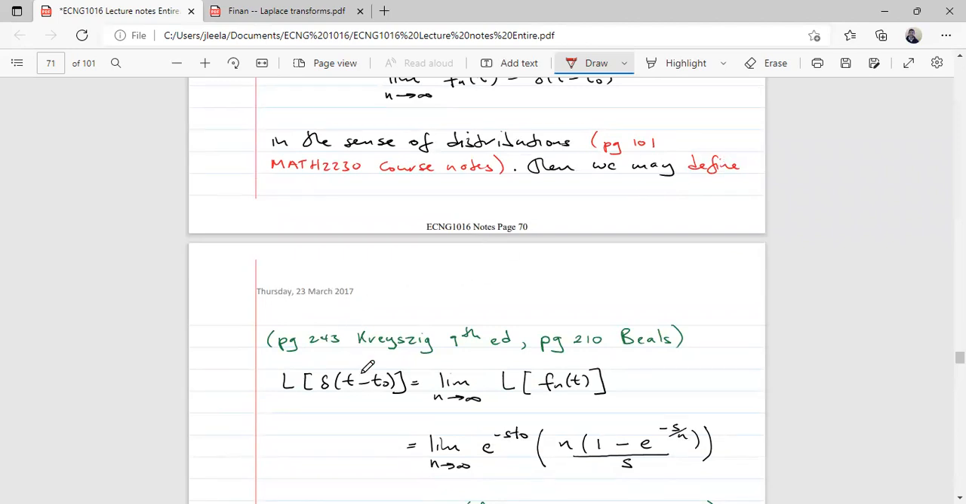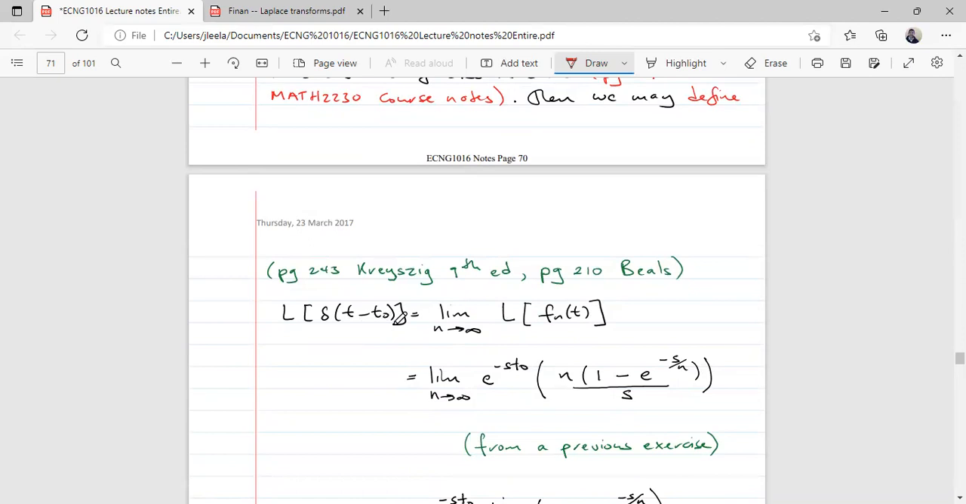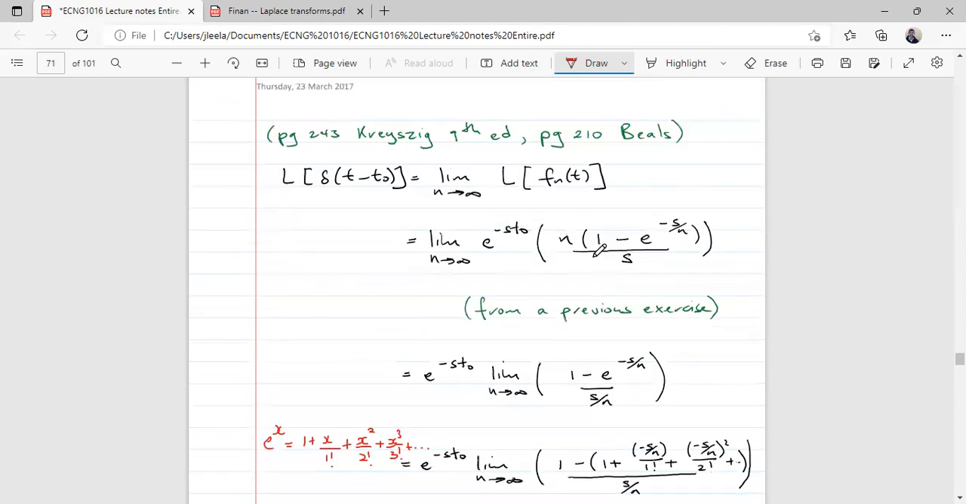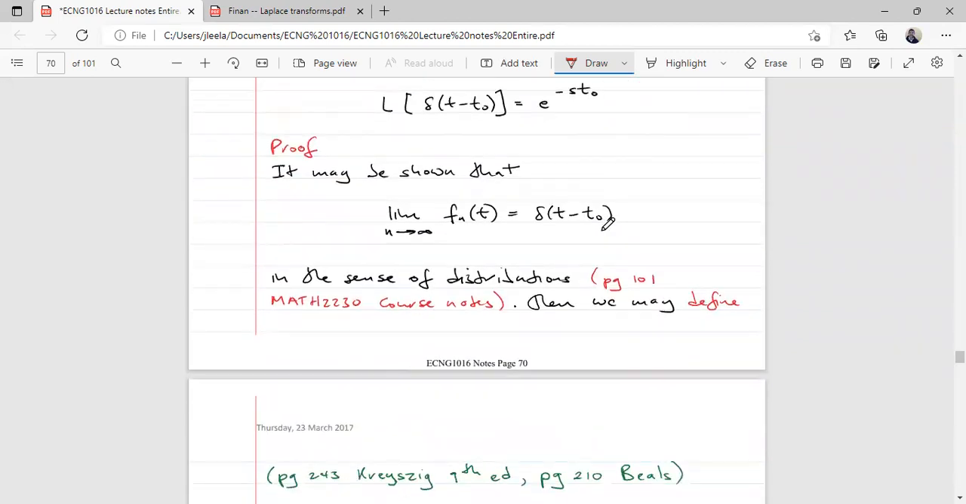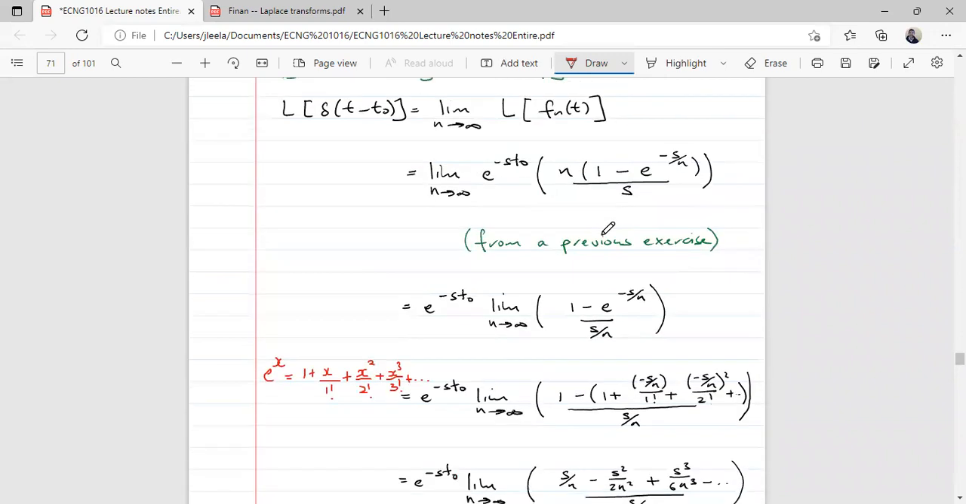Right, then we may define the Laplace of the Dirac delta function, right? So this could be found on this page here if you do some investigation, right? In this text here, it's written is equal to the limit of the Laplace of f_n(t), right? And we know that f_n(t), as we just discovered a couple pages above, look at here, right? This is given by this. So don't forget our result. Right?